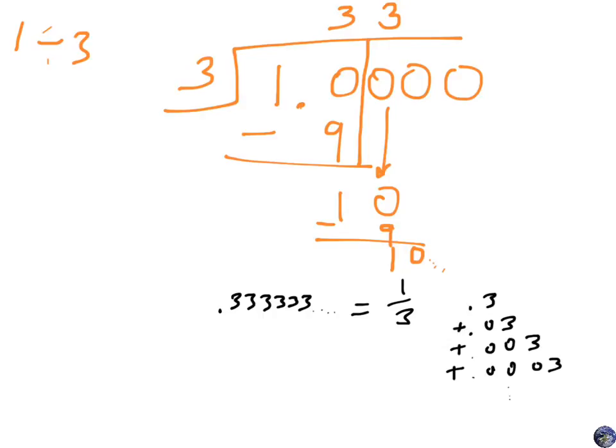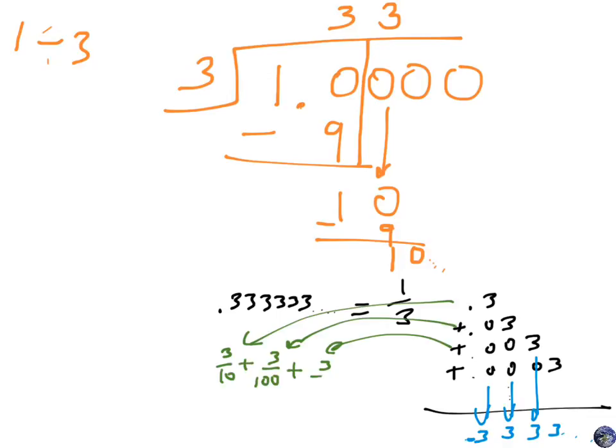What you're really saying is 0.3 plus 0.03 plus 0.003 plus 0.0003, and so on. If you add these up column by column, that's the 3 here, the 3 here, the 3 here. So when you say 0.333 going on forever, what you're really talking about is this infinite series of 0.3 plus 0.03 plus 0.003. That's what it means. This is an infinite series because 0.3 is 3/10, 0.03 is 3/100, 0.003 is 3/1000, and that adds up to 1/3.